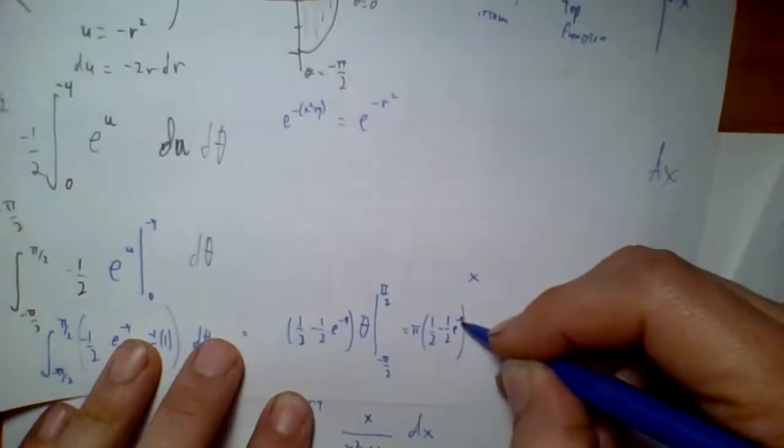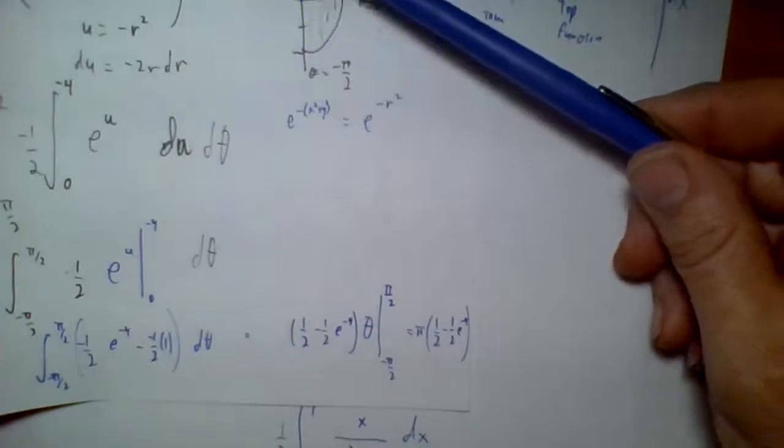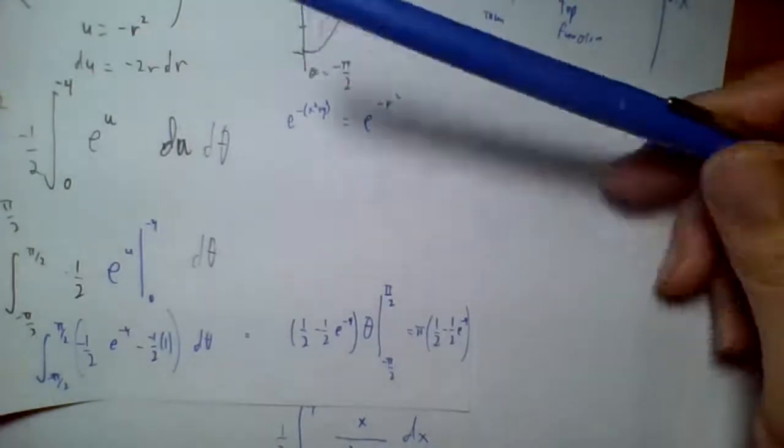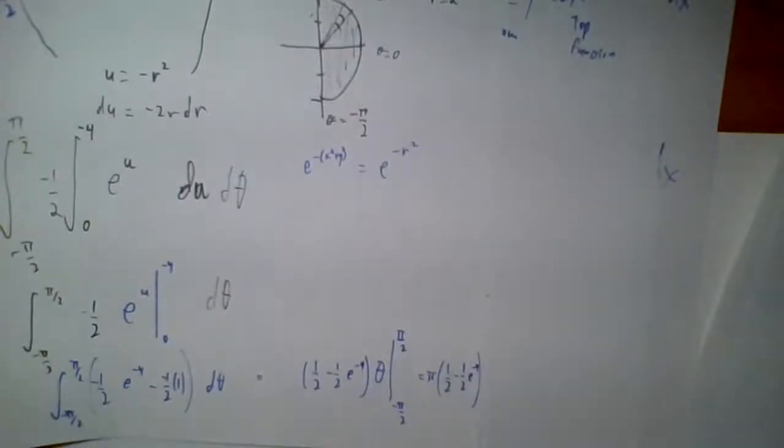That e to the minus 4 is tiny. This is a positive quantity, which I would expect on a positive function over a region like that. That's a volume over this region of a positive surface of some sort. So I expected a positive value at the end, and I have one. That's good. So that's a fairly simple example of this stuff using polar.